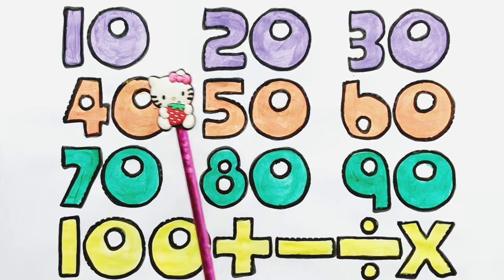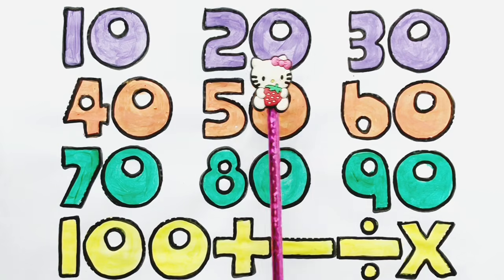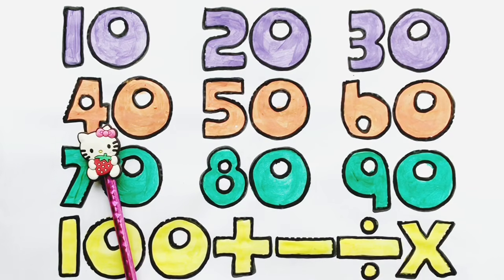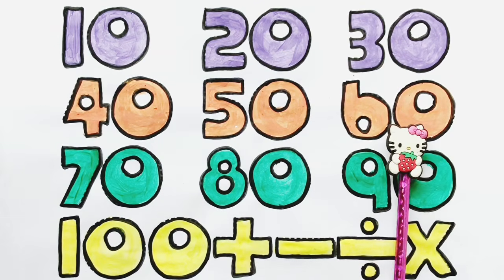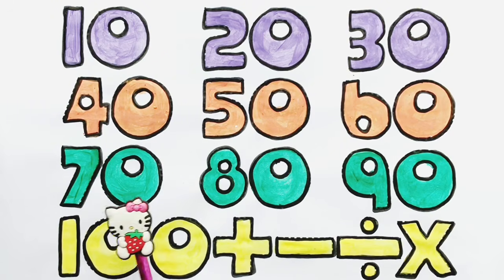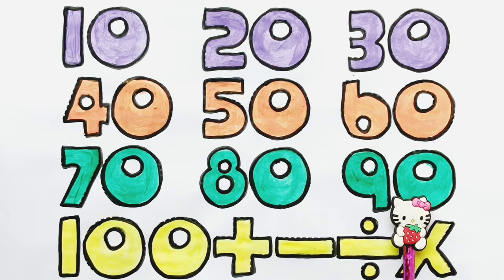Let's repeat, learn. Number 10, 20, 30, 40, 50, 60, 70, 80, 90 and 100. Plus, minus, divide and multiply.